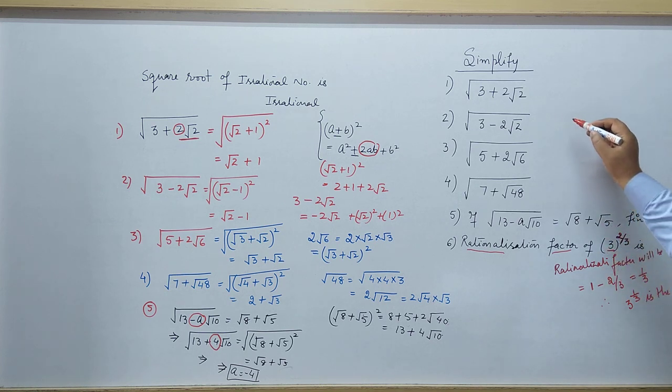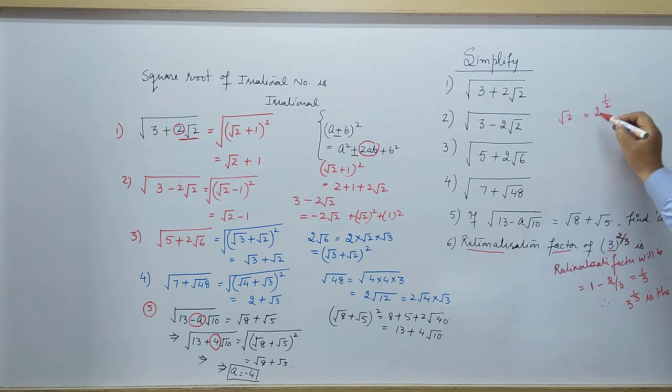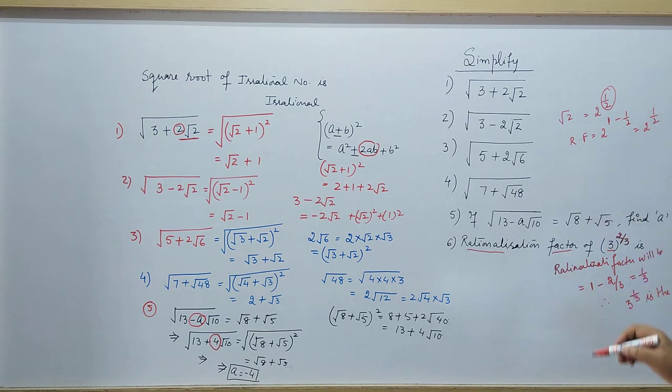Here the point to understand is that when it is root 2, that is 2 raised to power 1 by 2, then the rationalizing factor will be 2 raised to power 1 minus existing power, that is 2 raised to power 1 by 2. Same here, the rationalizing factor will be 1 minus the given power, means you have to convert it to 1. So 3 raised to power 1 minus 2 by 3 is 3 raised to power 1 by 3. Therefore, this is the rationalizing factor.